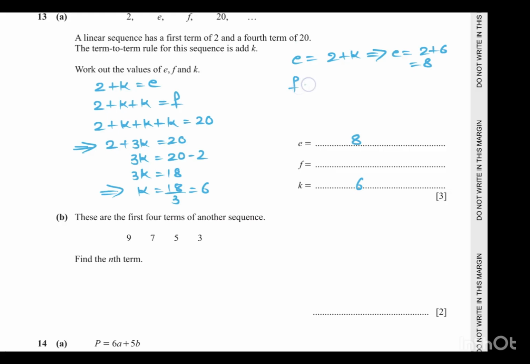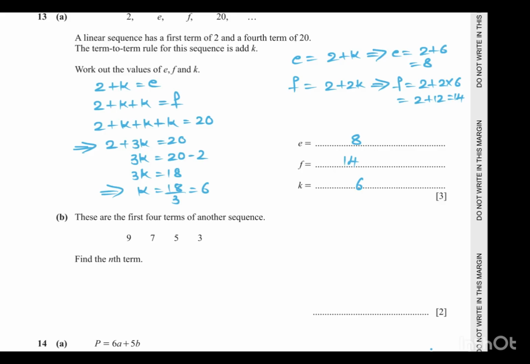Then the F value is 2 plus 2k. So this gives you F is equal to 2 plus 2 into 6, that is 2 plus 12, which is 14. So the answer is 14.